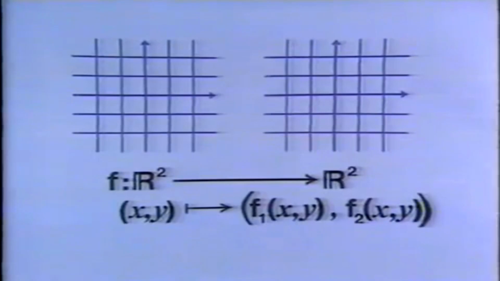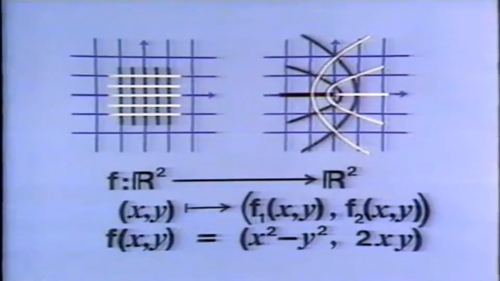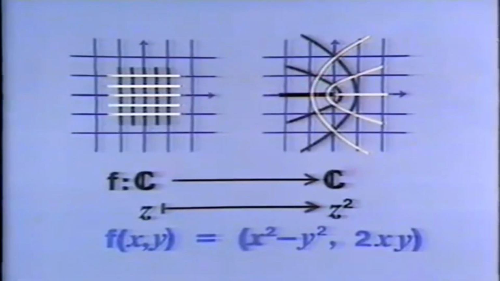For example, suppose f1 of xy is x squared minus y squared, and f2 of xy is 2x times y. It turns out that vertical and horizontal lines both map to parabolas. You'll read more about this function in the text, where you'll see it actually represents a function from the complex numbers to themselves. It maps z to z squared.